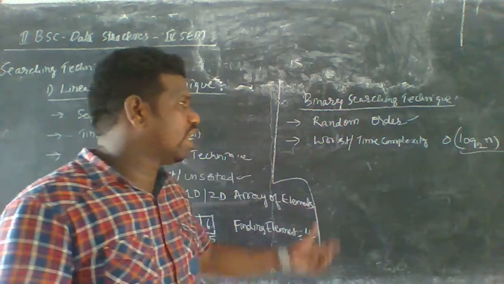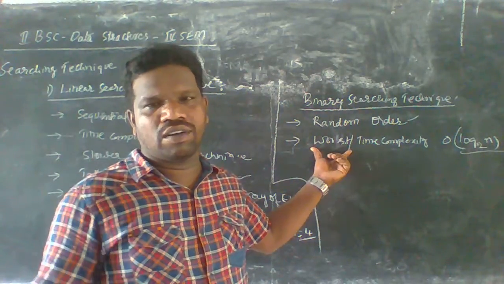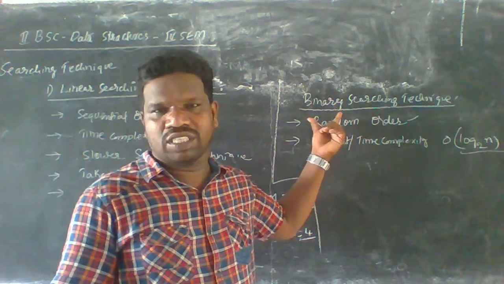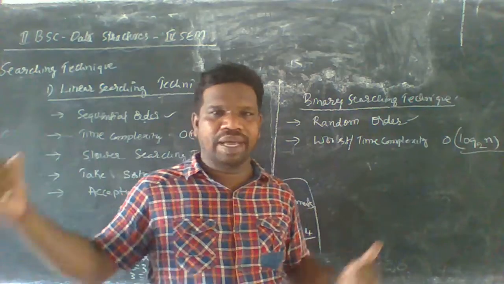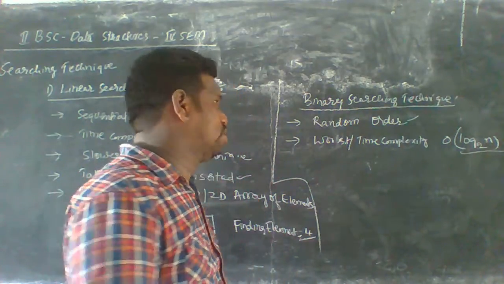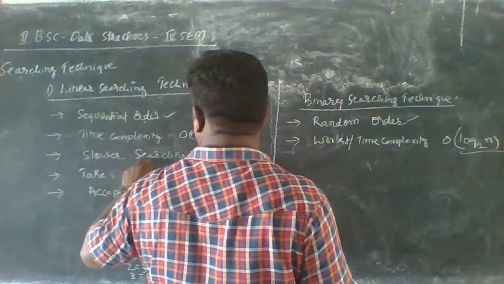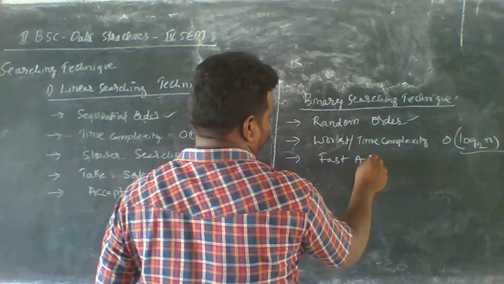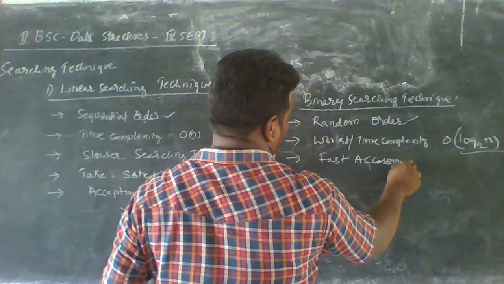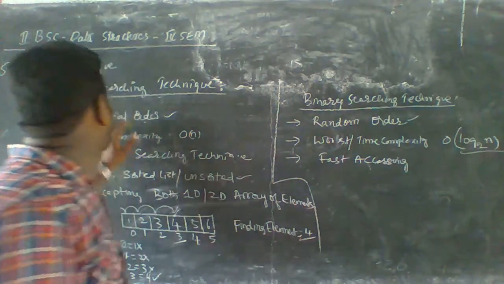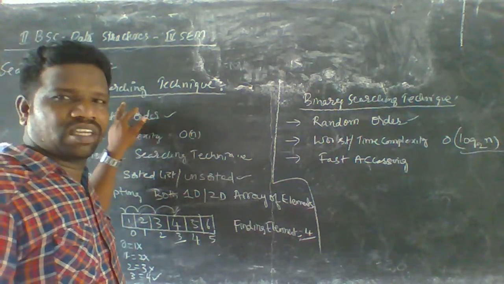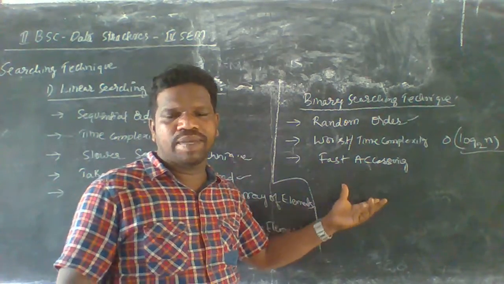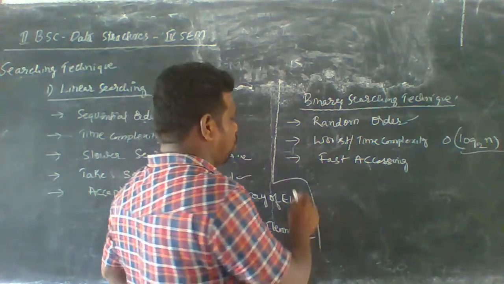Yes. So in this scenario, we can find the given element very easily with the binary searching technique. It is a very fast technique compared with the linear searching technique. The linear one is the slower searching technique, and this is the fast accessing, comparing with the linear searching technique. Why it is fast accessing will be seen further on.